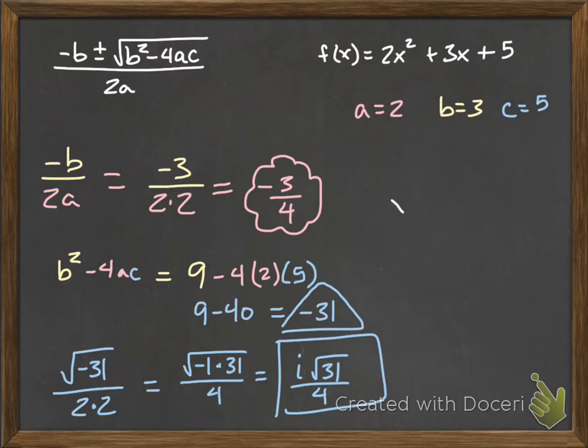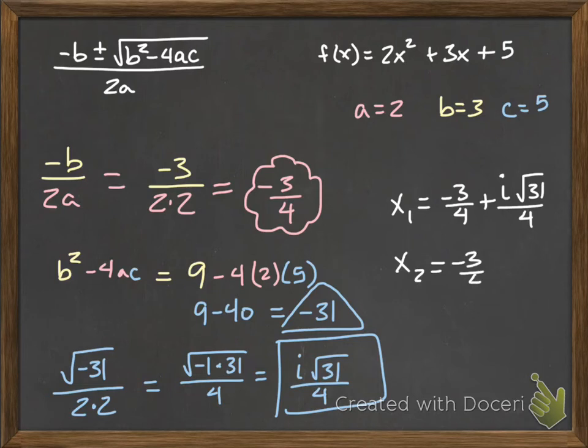our first one, x1 equals negative 3 over 4 plus i times the square root of 31 over 4. If we were doing this in the calculator, you could totally put that in. You'd get i times some decimal. And then x2 equals negative 3 over 4 minus i times the square root of 31 over 4. Those are our answers.